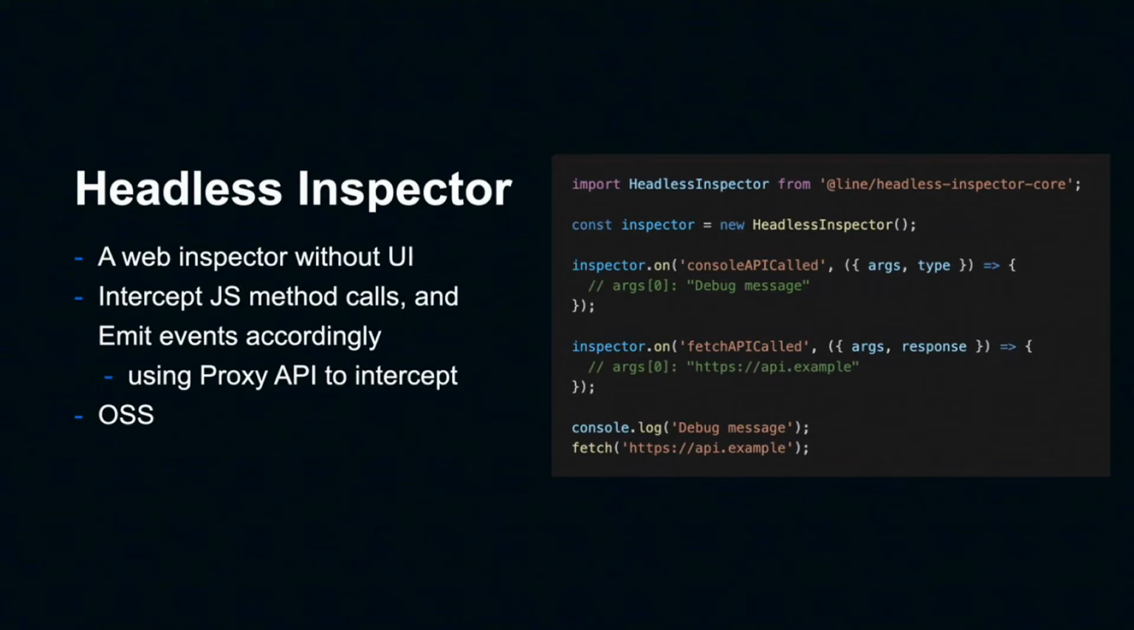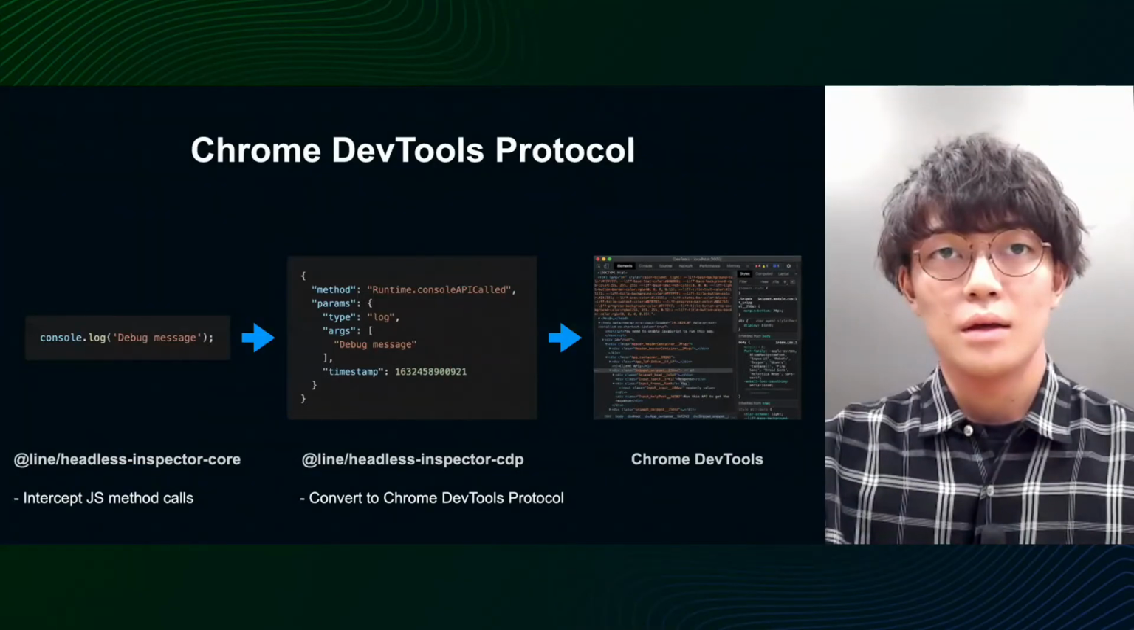And inside LIFF Inspector, we are using a package we developed called Headless Inspector. Headless Inspector, as the name suggests, is a web inspector without UI. In other words, it triggers various events in response to each method call in JavaScript. For example, in this code example, the inspector variable fires an event called console API called when the console log API is executed. And in order not to be affected by the behavior of the application itself, the API calls are intercepted using JavaScript proxy and Reflect API.